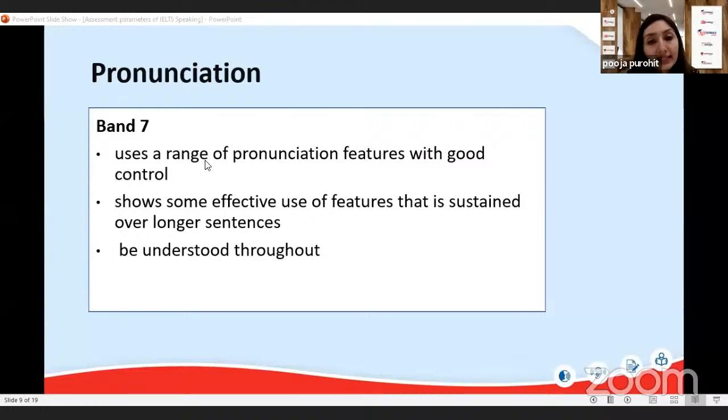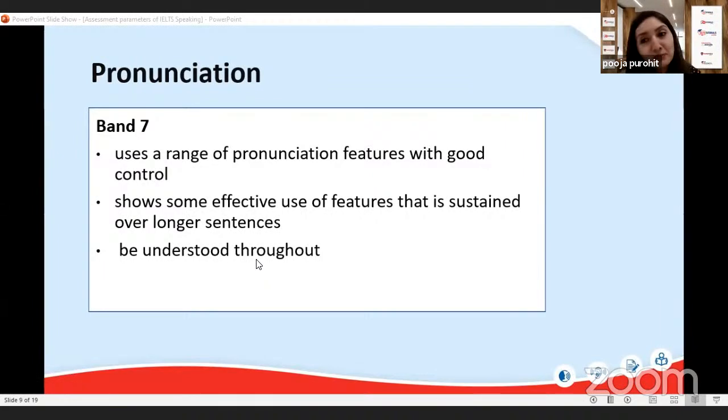You should use a range of pronunciation features with good control. You should show some effective use of features that is sustained over longer sentences. And you should be understood throughout. तो आपके पूरे speech में you should be easily understandable by the examiner.